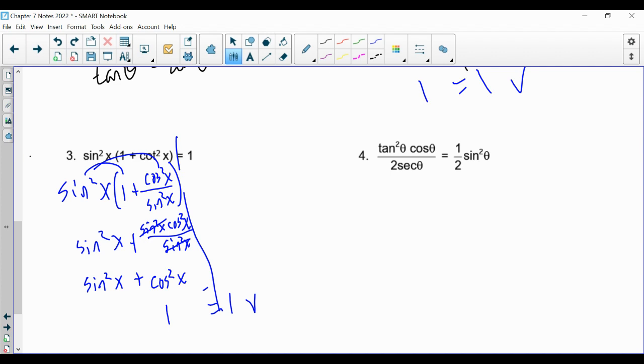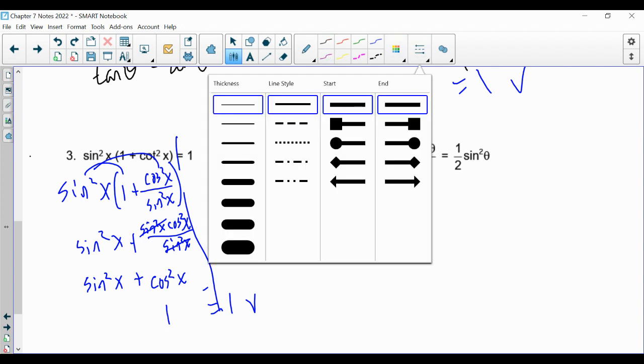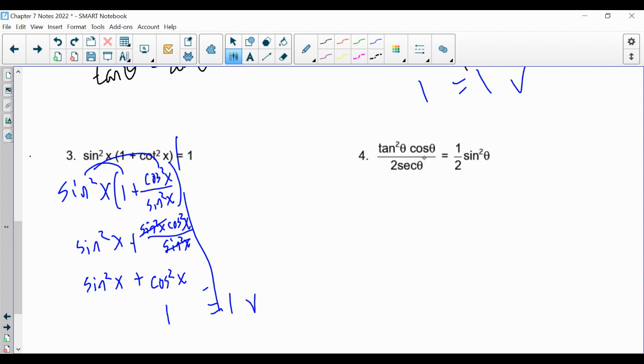Okay, and now this last one, you have tangent squared of theta times cosine theta, and then over 2 secant of theta equals 1/2 sine squared theta. So, you look at this, and I definitely say that left side is more complicated. So let's go ahead and start. I see a lot of tangents, secants, and a cosine, and I'm trying to get sine. So I'm going to go ahead and change everything to sines and cosines and hope some really nice things happen.